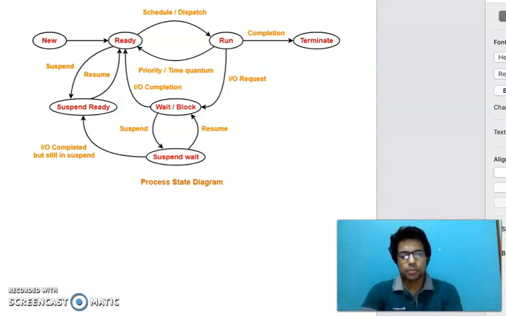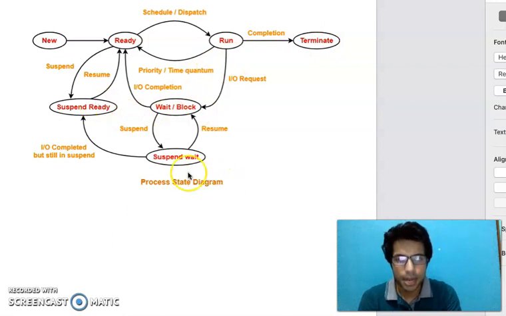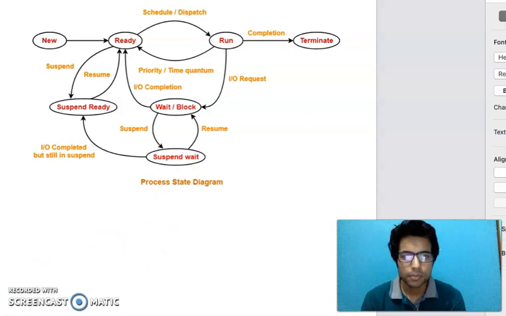So, a process in the operating system can be in any of the following states. A process may be in the new state, ready state, running state, terminate state, wait or block state, suspend ready state, and suspend wait state. At a time, a process will be in any one of these states.